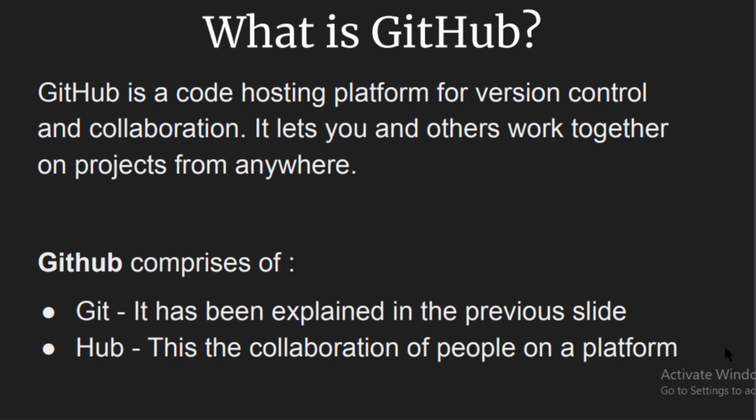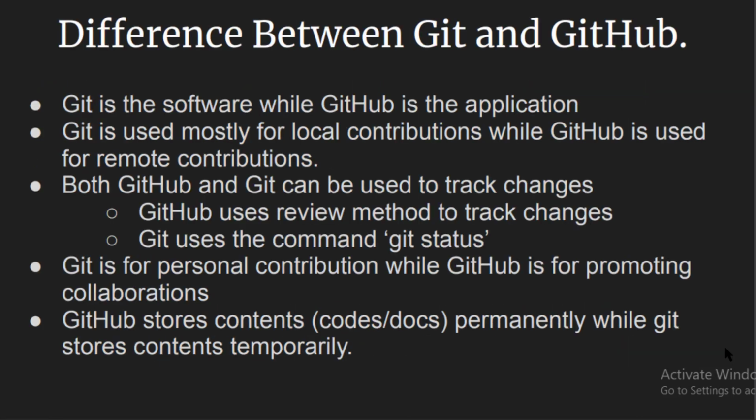Next, I'll be talking on the difference between Git and GitHub. I think it was last week I saw a tweet concerning this. Someone was asking, and I needed to answer. So I think this will be able to solve the problem a bit. Git is a software, while GitHub is an application. So for the tracking of changes and collaboration, Git is the software, while GitHub is the application.